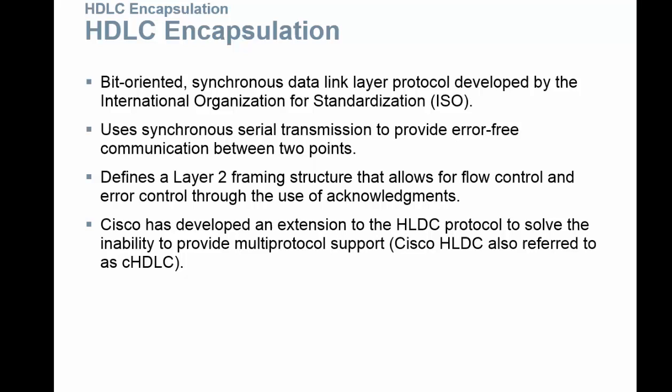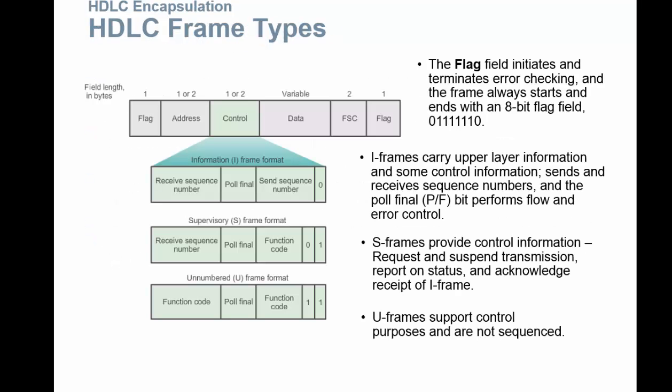Some of the differences are within the header information. In the standard HDLC you have the flag, address, control, data, FCS, and flag. With the Cisco HDLC, it uses a protocol data field to support multi-protocol environments, so you have the flag, address, control, protocol, then data, FCS, and flag. The flag field initiates and terminates error checking, and the frame always starts and ends with an 8-bit flag field of 0, 1, 1, 1, 1, 1, 1, 0.